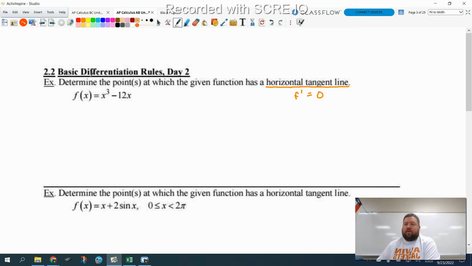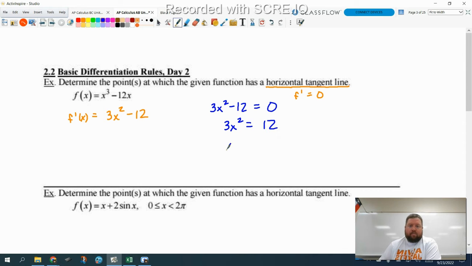All right, so you take your function, you find the derivative, f prime of x is equal to 3x squared minus 12. Then this problem said that f prime had to be equal to 0. So we do 3x squared minus 12 is equal to 0. Work out the algebra. Don't forget your plus or minus. So x equals plus or minus 2.